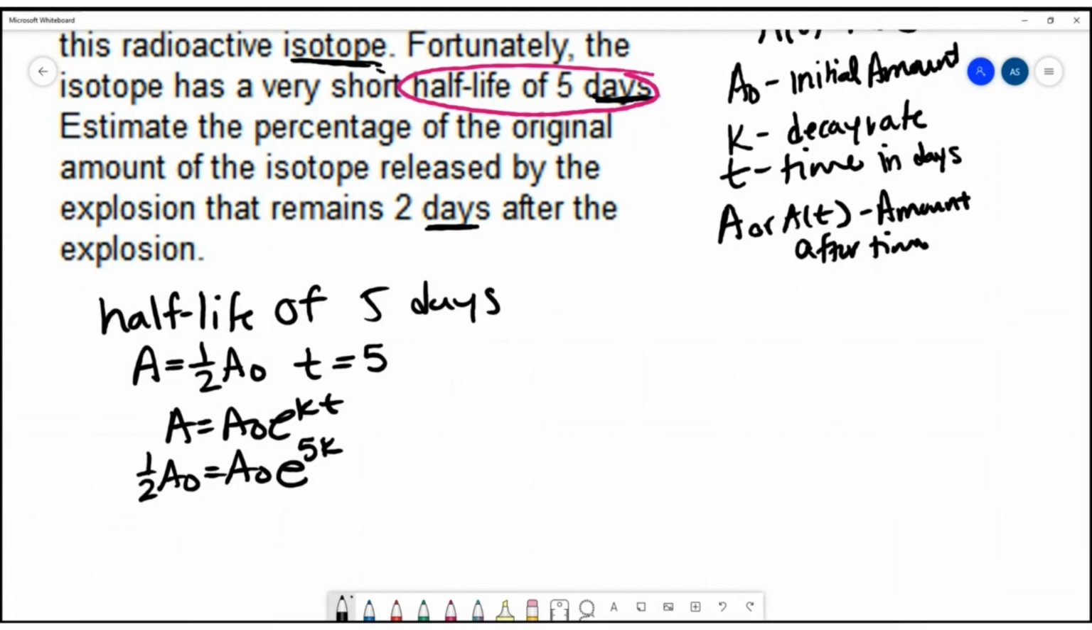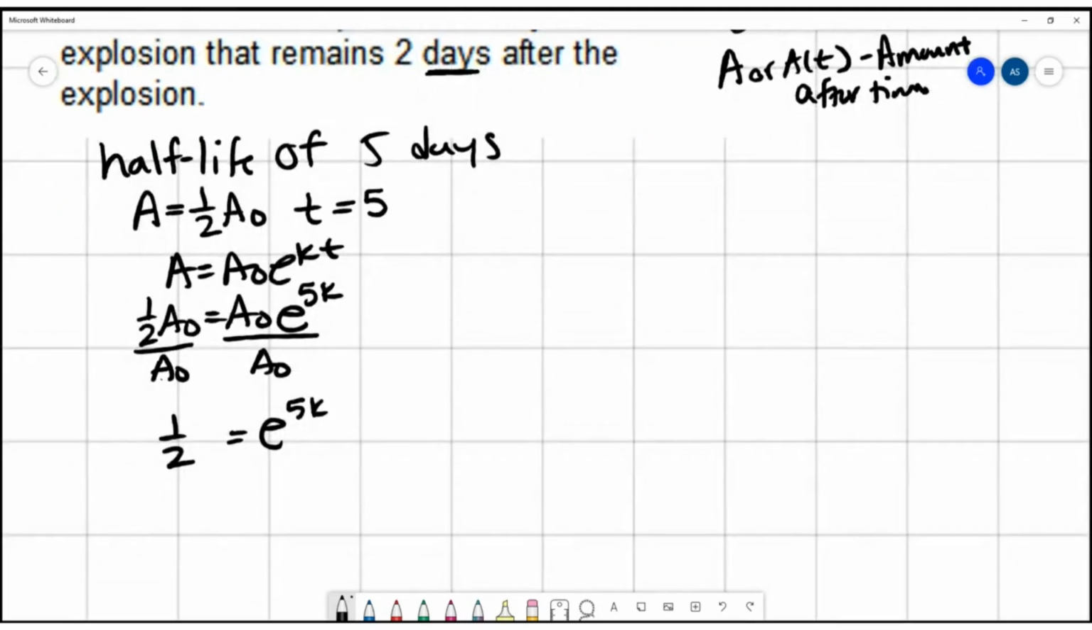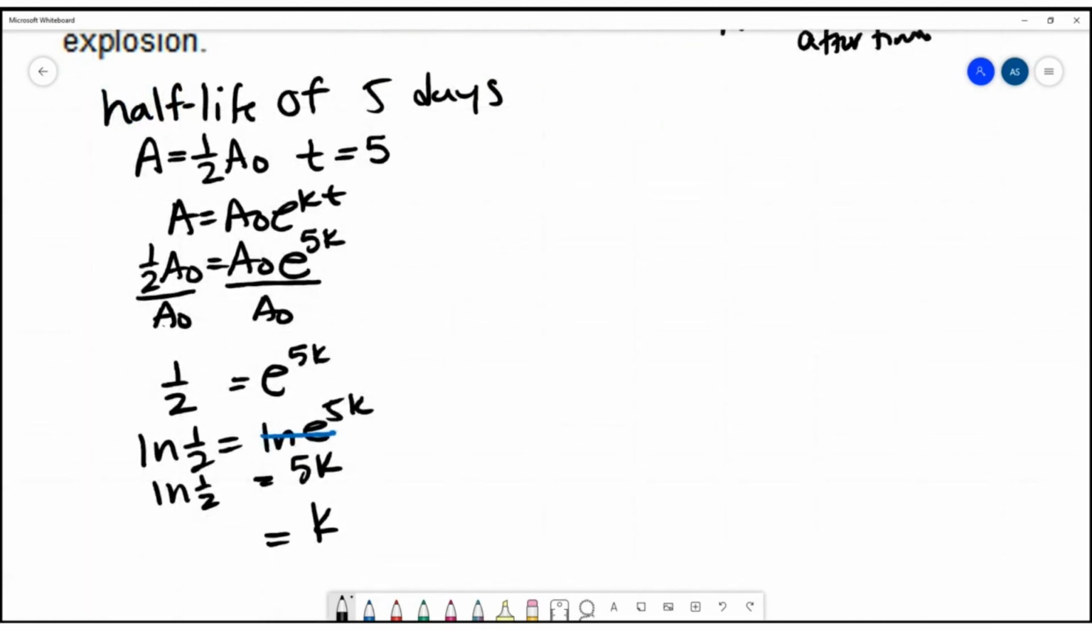Now to solve this, I'll divide both sides by A naught. That gives e to the 5k equals 1/2. I'm going to take the natural log of both sides. Natural log and e are inverses of each other. So we get 5k on the right. I'll divide both sides by 5 to get k equals natural log of 1/2 over 5. So this is our decay rate.